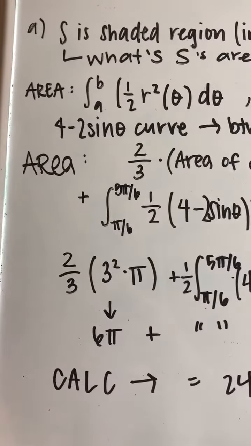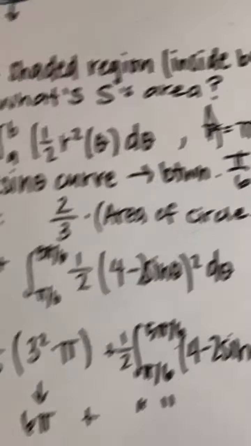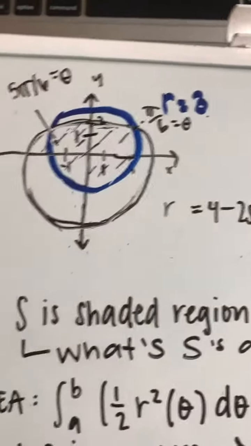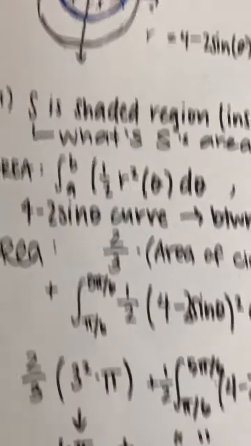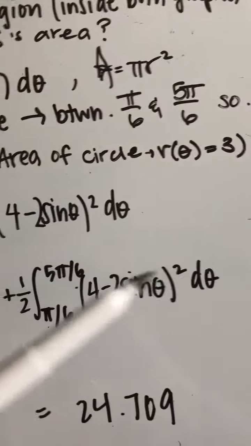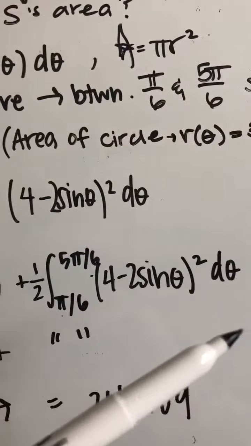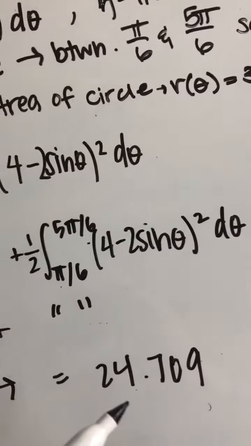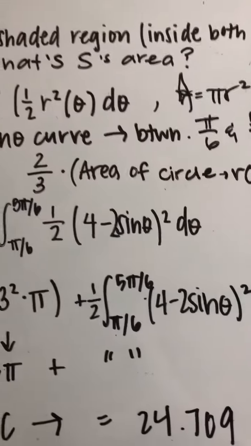You have your 2/3, and you're going to multiply it by the area of the circle equation, pi r squared. So 2/3 times 3 squared times pi, because if you look at this blue circle, it has a radius of 3. You can't really tell by my drawing, but that gives you 6 pi. Then you put the whole integral into your calculator using the integral function, and add them both together. With your calculator you should get 24.709 as your area.